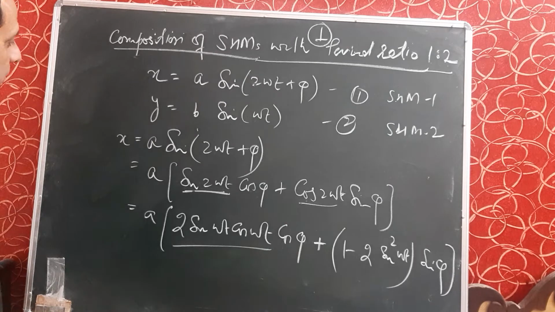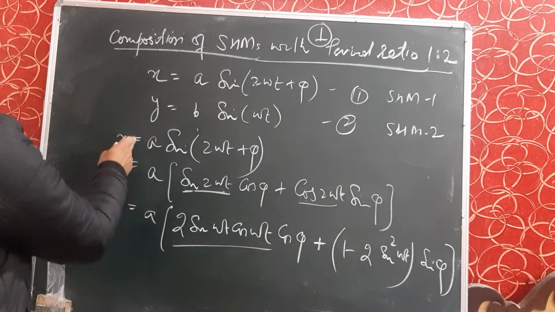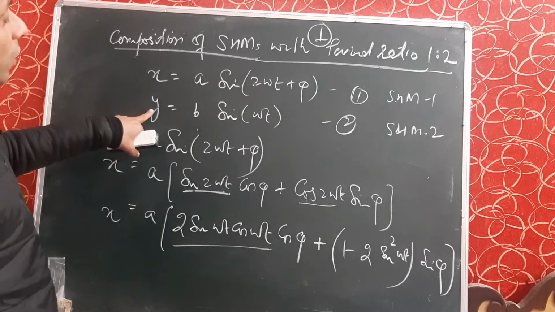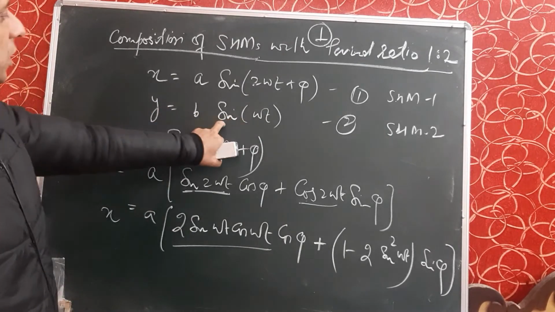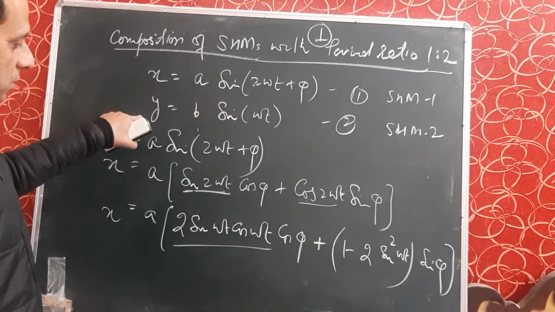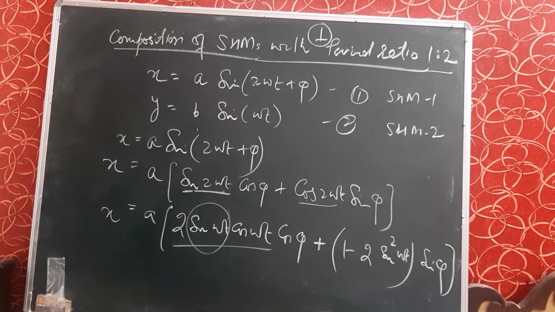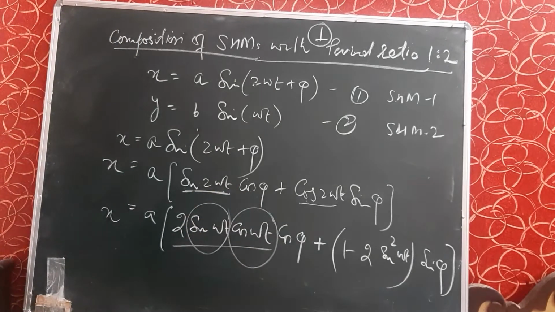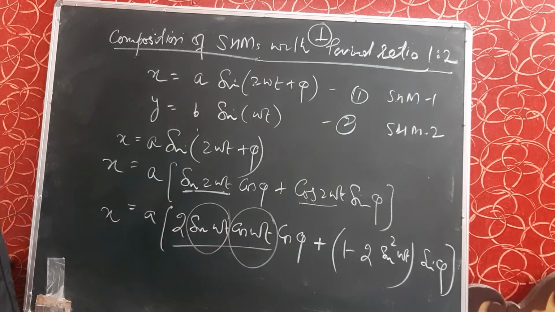Now what is the next step? In the next step, this is the value of x. Now we will use the value of y. What is y? y is b sine omega t, or sine omega t is y upon b. So here we will put sine omega t as y upon b, and cos omega t we will reduce. You know that cos omega t is equal to the square root of 1 minus sine square omega t.